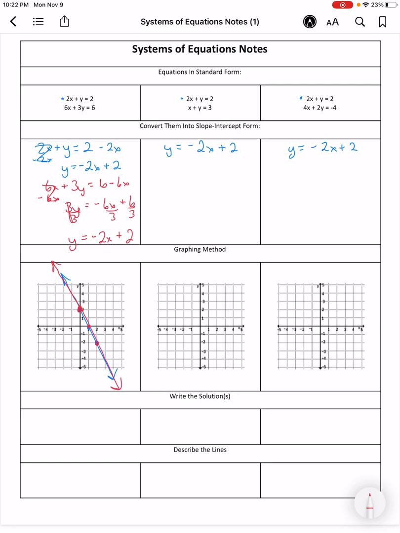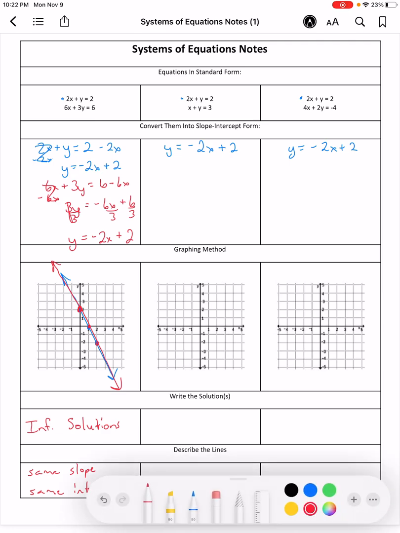Now, because we have the exact same equation, they're on top of each other, so we have infinitely many solutions. Any ordered pair on those lines is a solution to our problem because every spot touches every spot. Our description of those lines would be that we have the same slope and the same intercept. So any line that has the same slope and the same intercept as another one is going to have infinitely many solutions.